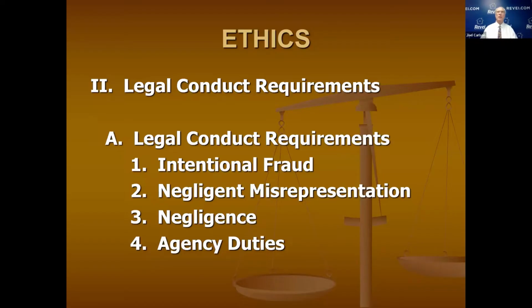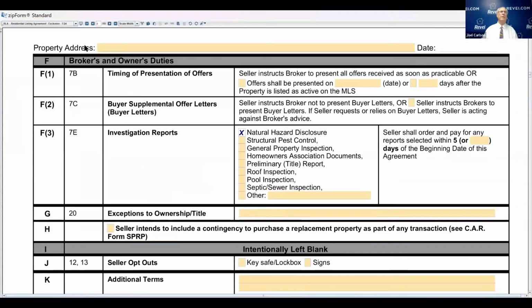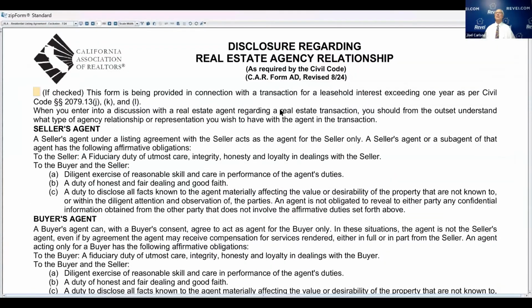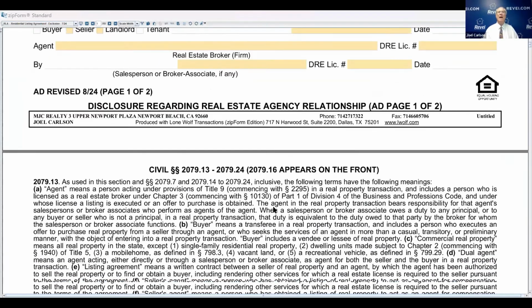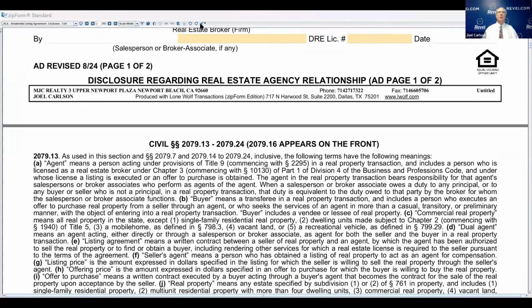But first, I want to make sure that we're clear on the agency disclosure. So let's go to here, and this is the agency disclosure form. This is required by law on the sale of all real property in the state of California. And it talks about your ethical duties on the back here. Nobody ever reads the back in little tiny print. You have an ethical duty. This is Civil Code 2079. It says you must give this to the buyer and seller at a specific time.